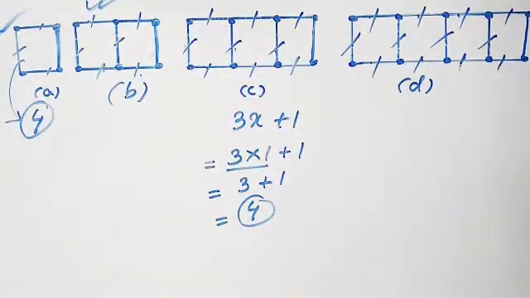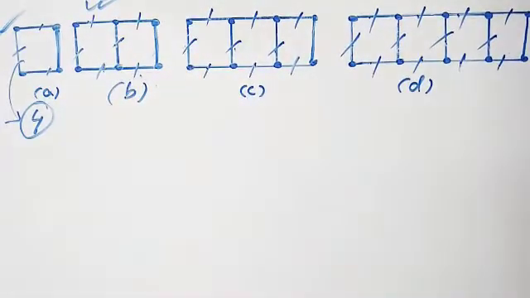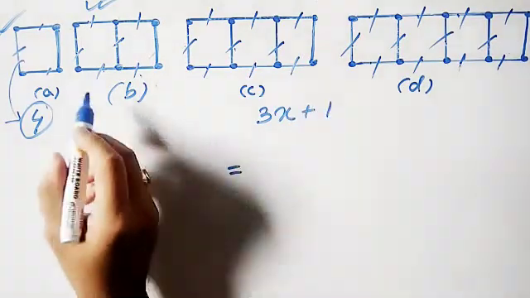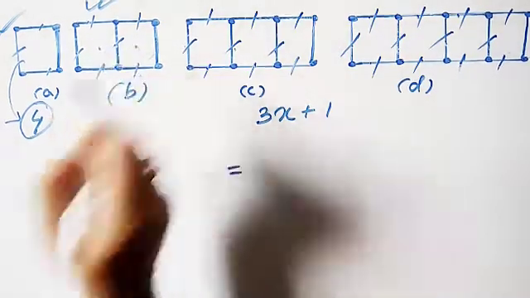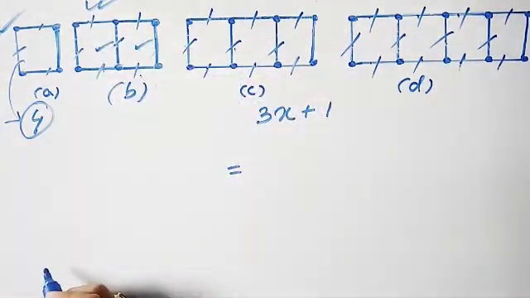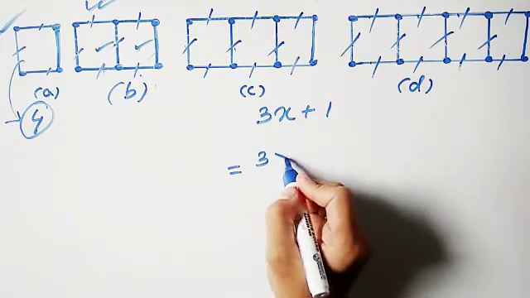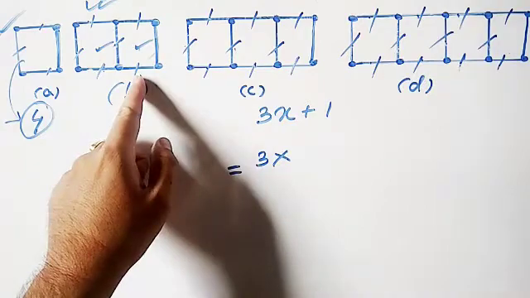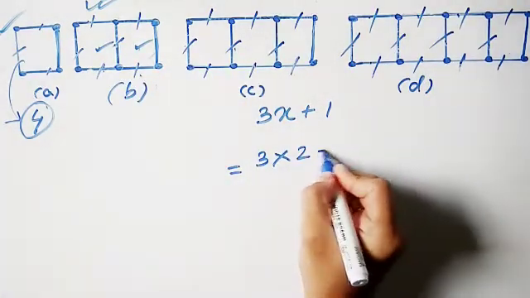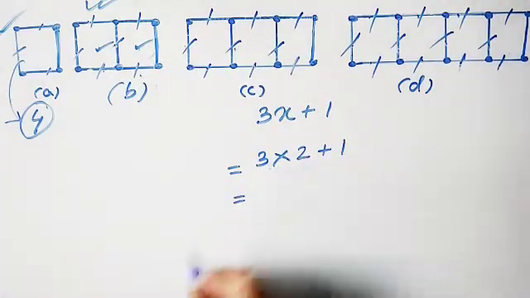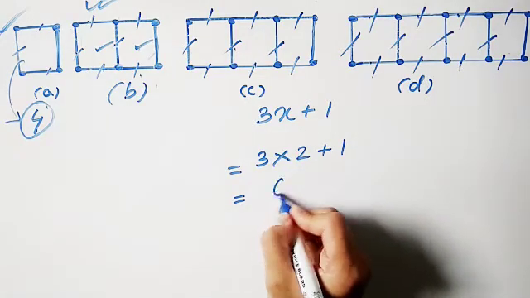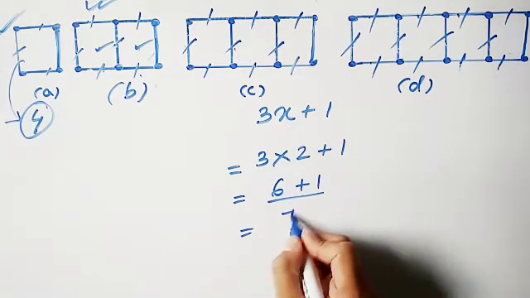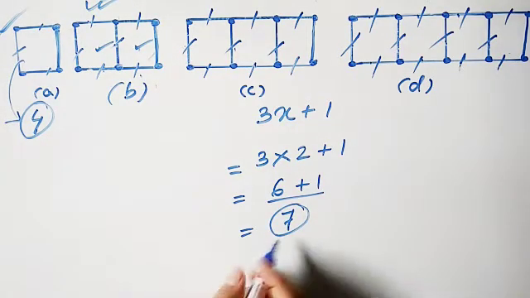Again, let us check for our second figure. Remember, the formula is 3x plus 1. So here, how many squares are there? 1, 2. 2 squares are formed, right? So 3 times, instead of x, we have to substitute. How many squares are formed here? 2. So 3 times 2 plus 1. What is 3 times 2? Yes, 6, plus 1. And what is the sum of 6 and 1? 7.